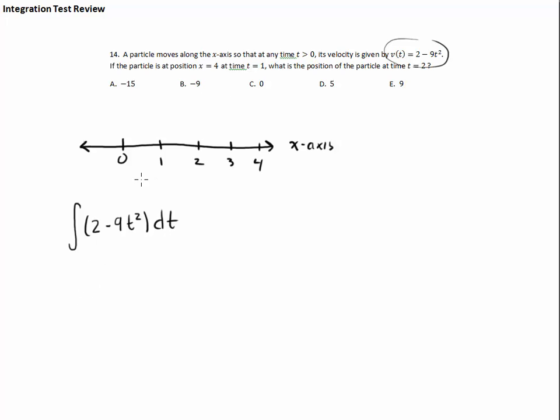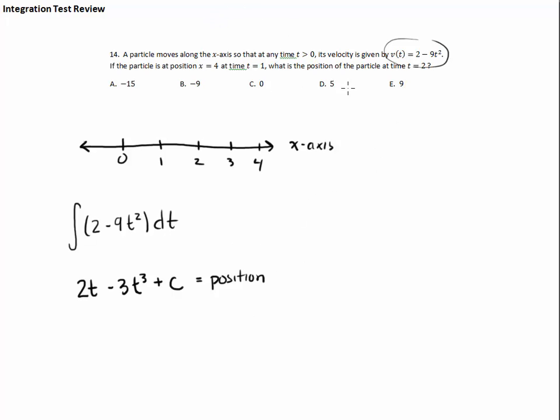Okay, sorry. The antiderivative of 2 is 2t. There we go. And minus 3t cubed is going to be the antiderivative of that. All right, so now plus c. Okay, so this is my position equation. It's my general position equation.